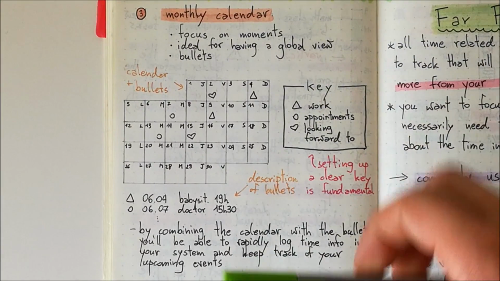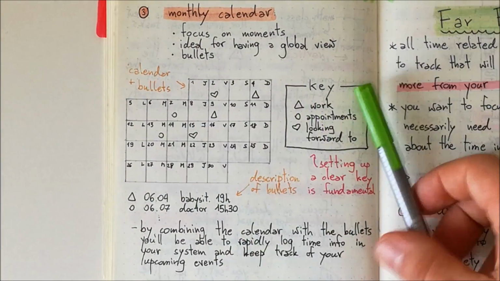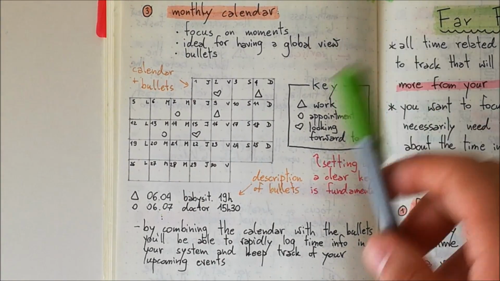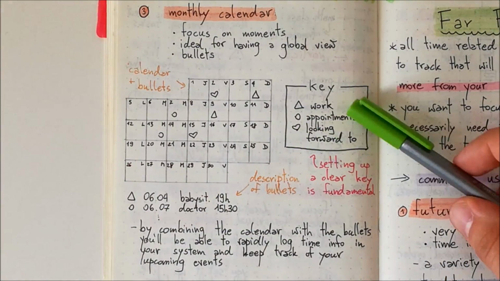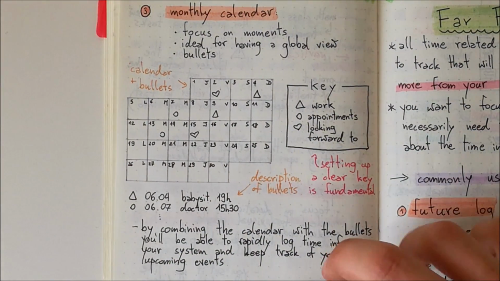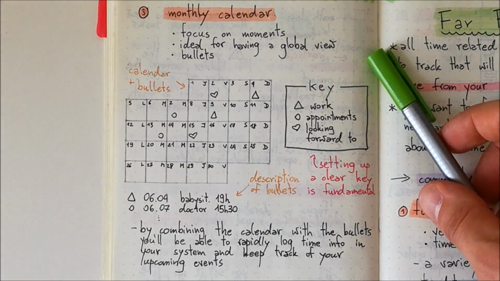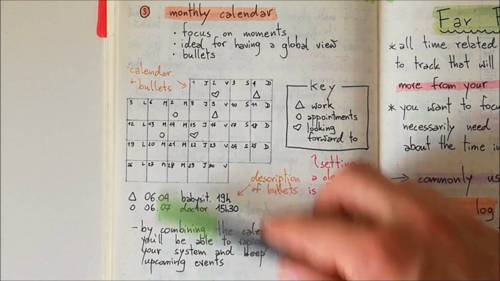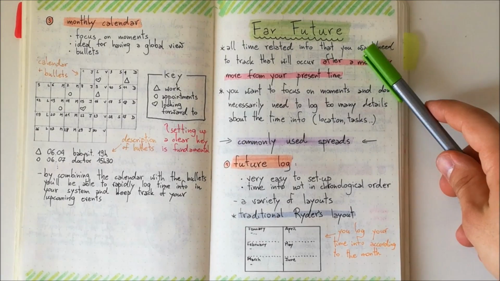To me, the monthly calendar is the spread that works the best for my close future events, because I can log very easily and very fast when things occur, the description, and I just don't get lost with my information. Next, we move on to the far future.